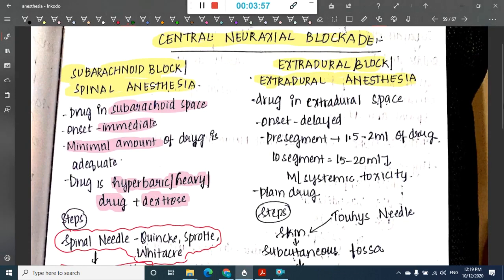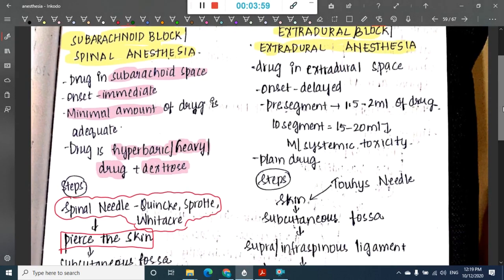Now, in the extradural block or extradural anesthesia, the drug is present in the extradural space, that is, above the dura. If this is the cranium of the skull, then we have the dura, then the arachnoid mater, and the pia mater. The extradural space is above the dura, between the dura and the pericranium. The anesthesia produced there is called extradural anesthesia.